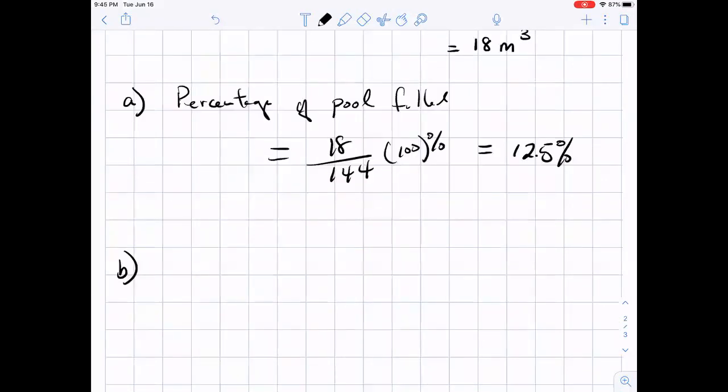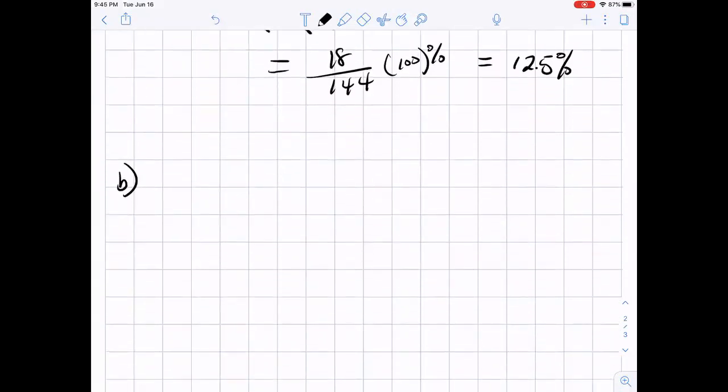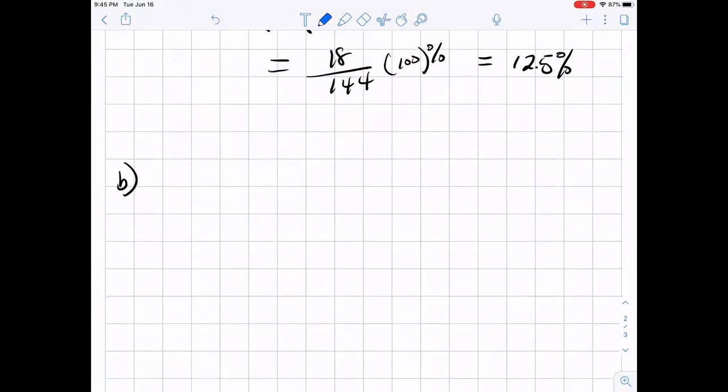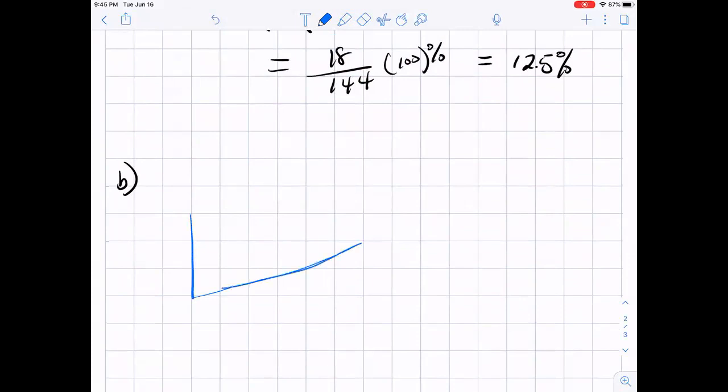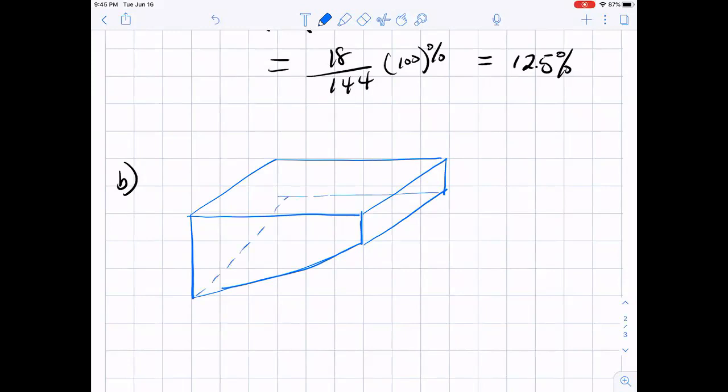So that's part A. Let's draw a picture of this pool that we have here, because it's very important we understand what the picture is. I'm not a good artist, but we'll try. It's the bottom, it's the height, and our pool is out this way. And what's happening is that we have water over here right now. Okay, that's the water.